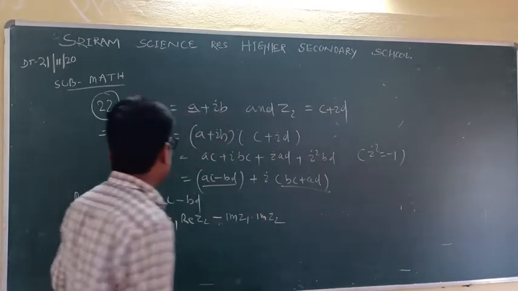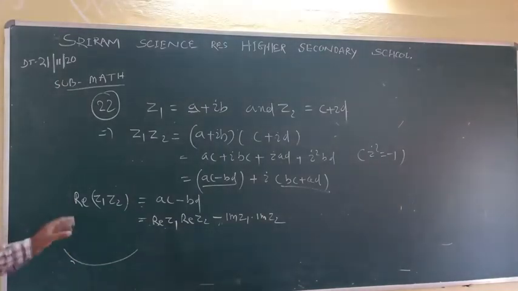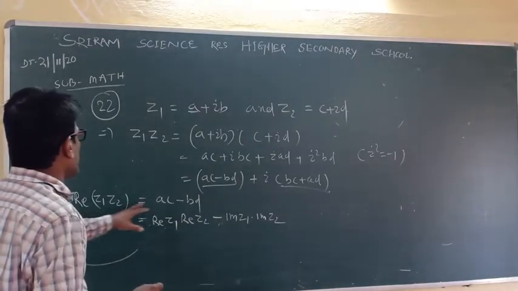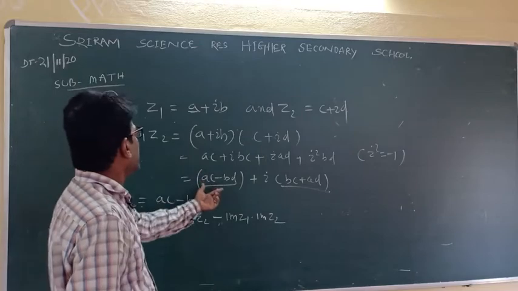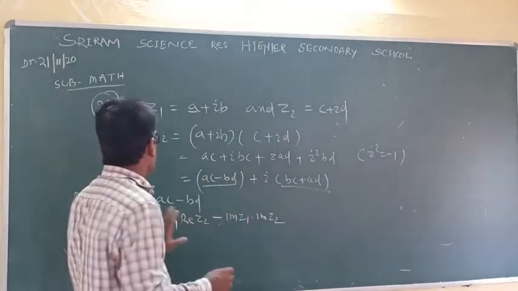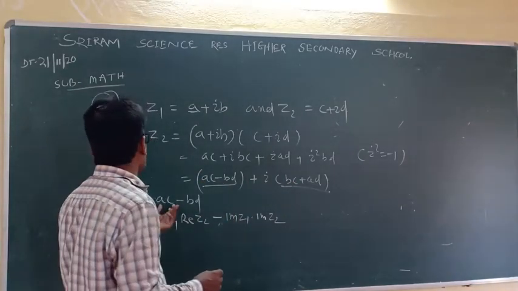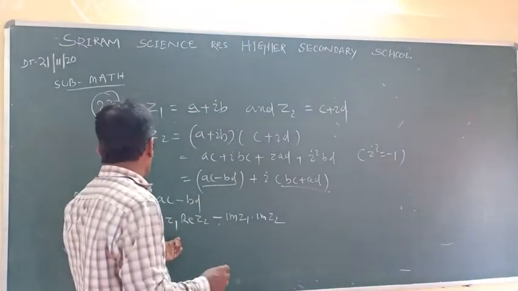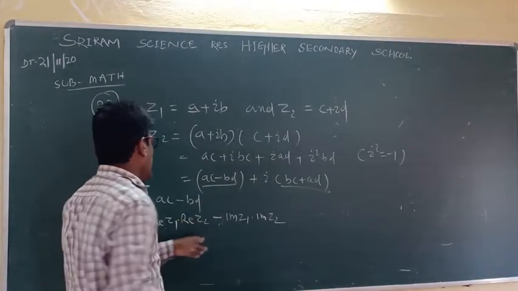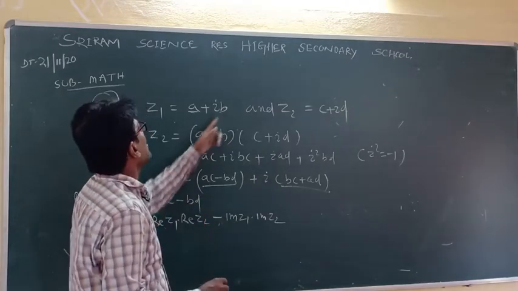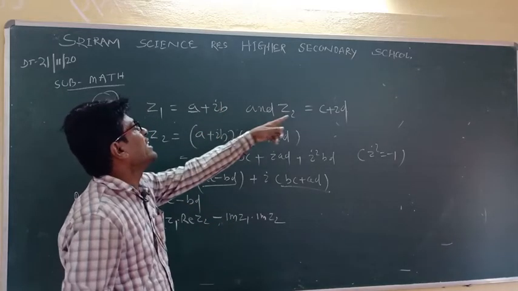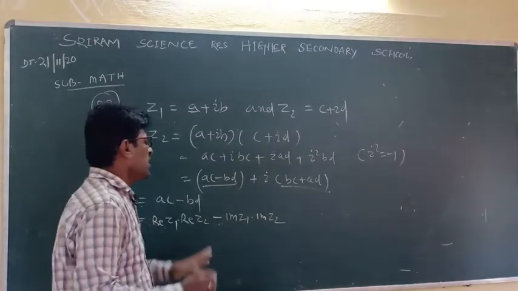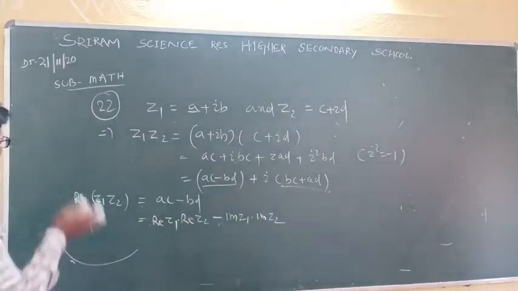That is already proved. The real part of z1 z2 is equal to ac minus bd, where ac minus bd is the real part and the other is the imaginary part. So Re of z1 z2 is equal to ac minus bd, where a is Re z1 and c is Re z2: Re z1 into Re z2 minus b, the imaginary of z1, and d, the imaginary of z2, Im z1 into Im z2. That problem is very simple.